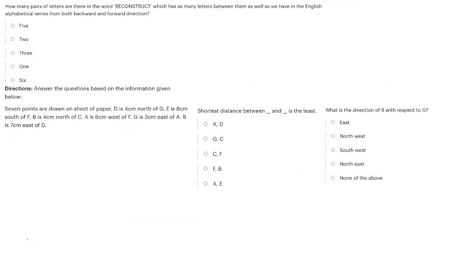Moving to next. How many pairs of letters are there? In this kind of question, just try to write out the place value of the letters. So this is 15, 14, 19, T, 20, 18, 21, 3 and 20, right? So this is one, this is one, this is one.